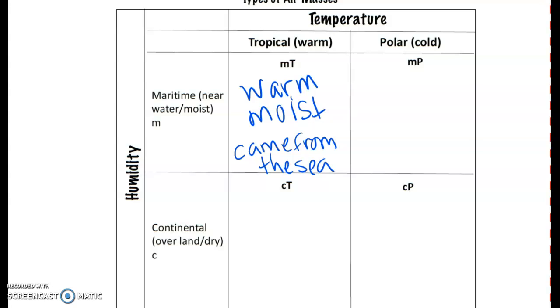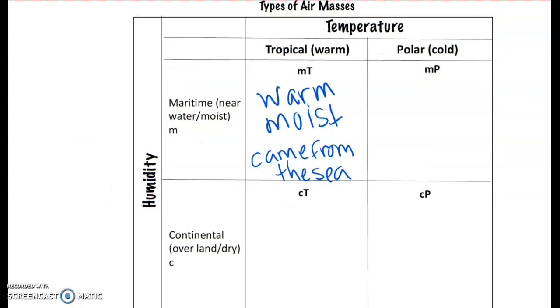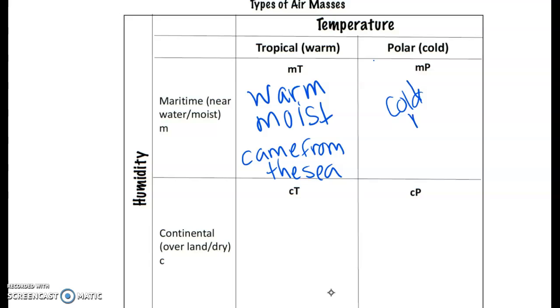Then if we're talking about water but cold, oh, let me fix that. It's going to be cold and moist. So we're going to see cold and moist. And it also came from the sea because it's maritime.